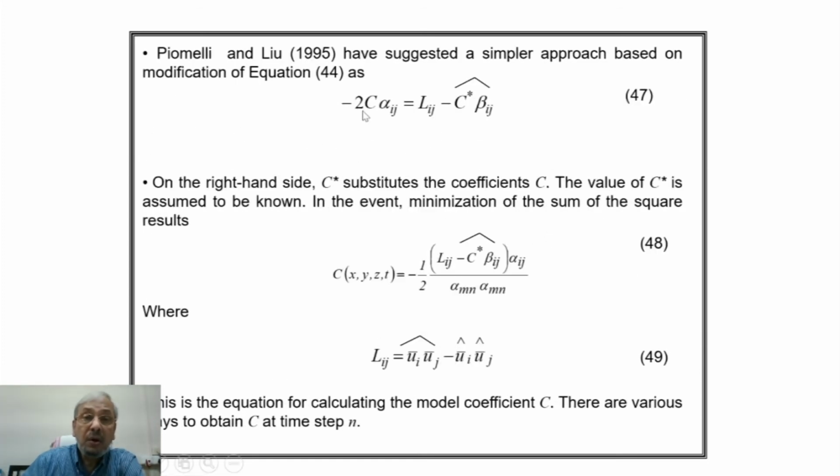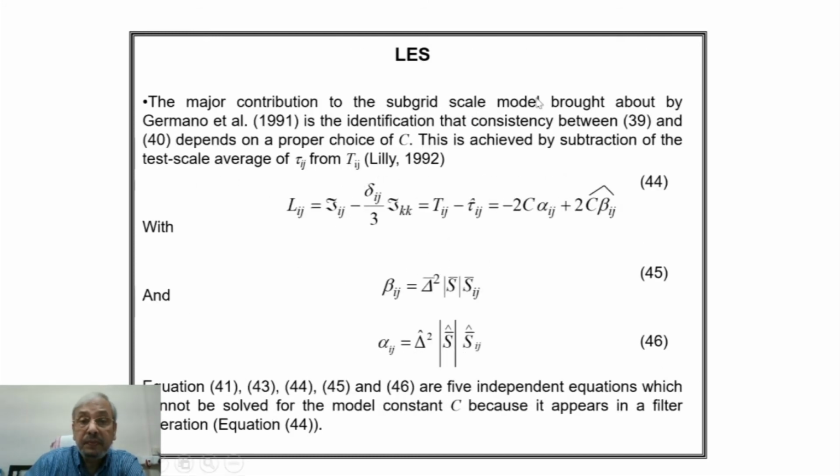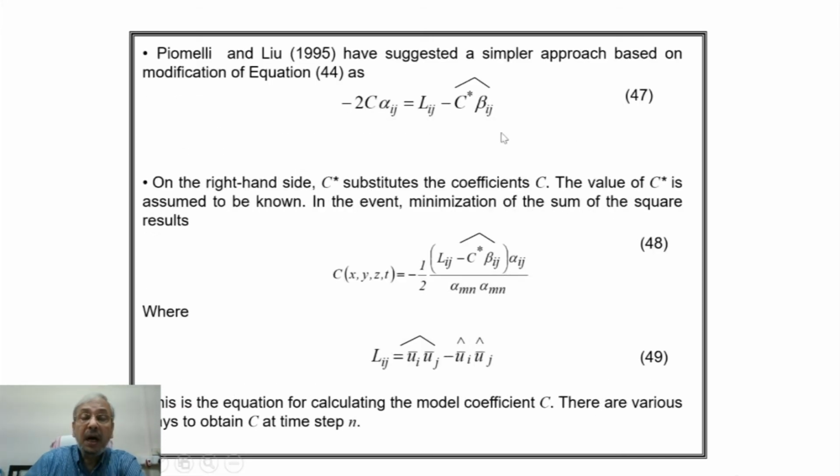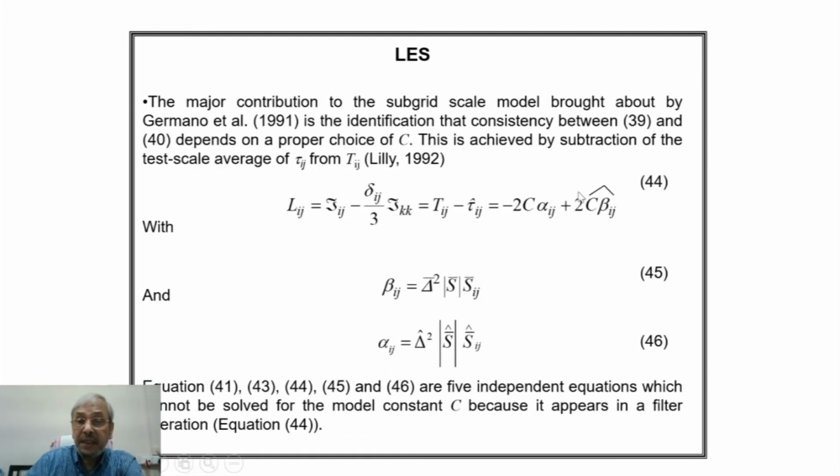So what we get is minus twice alpha ij equal to Lij minus twice C alpha ij plus twice C beta ij with the circumflex. Now this averaging is because this is unknown. C is unknown to be determined. So this is a very, very difficult situation.